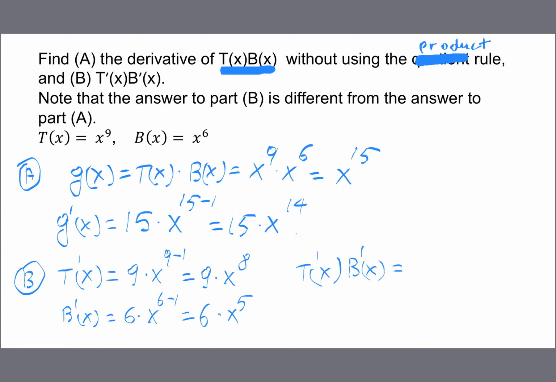Then t prime of x times b prime of x equals t prime of x, which is 9 times x to the 8th, times b prime of x, 6 times x to the 5th, and that is 9 times 6 is 54 times x to the 8 plus 5, 13.